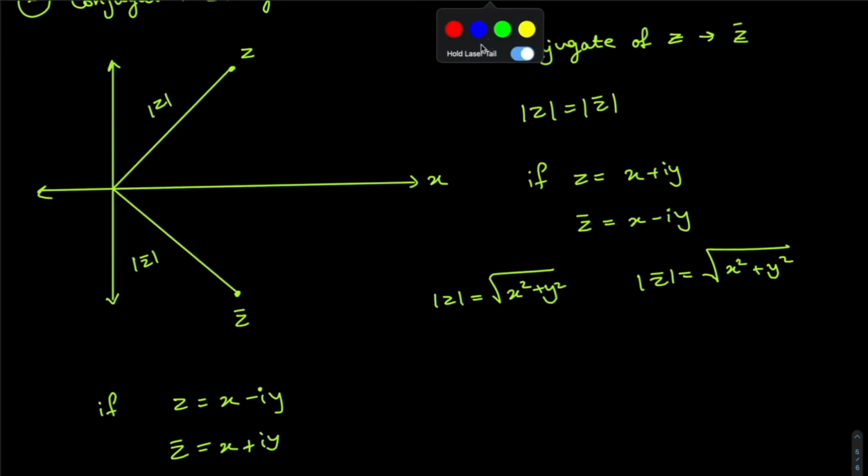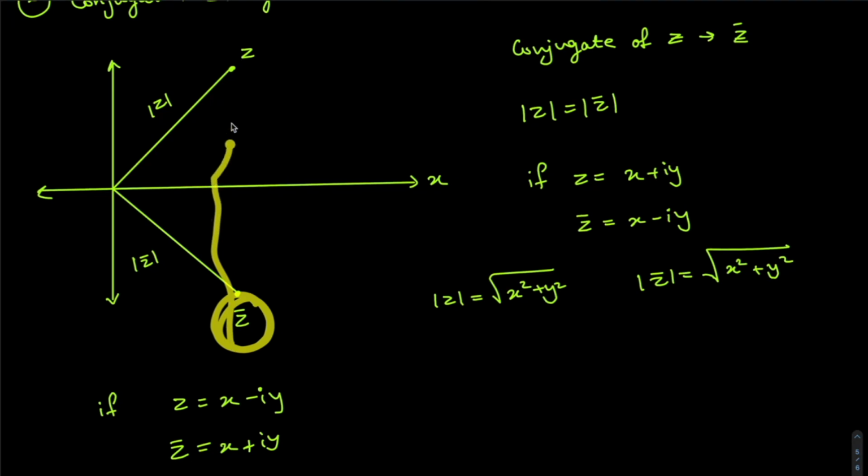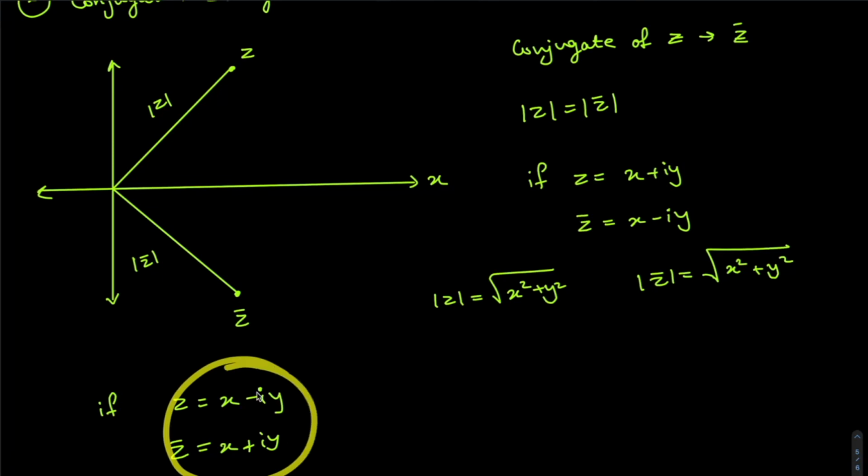If this is our z, let me change the color of the laser. If we want its exact image, it would be right here. The x component will be the same, but the sign of the y component will change because it's in the opposite direction from the x-axis. So this is why we have the sign change for the conjugates.